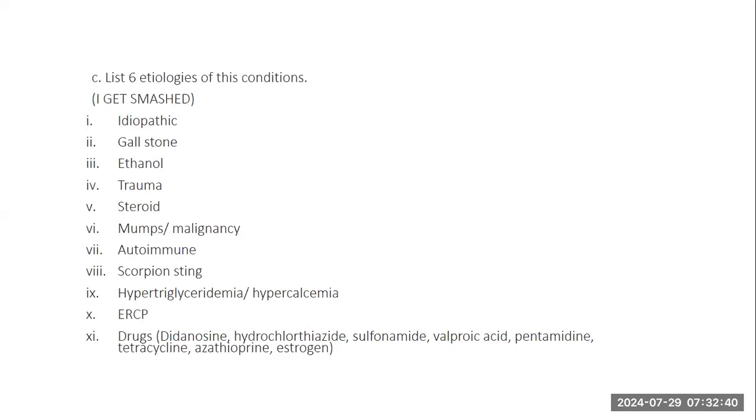The third question says, list etiologies of this condition. Well, there's this common mnemonic, I GET SMASHED, which means: idiopathic, gallstone, ethanol, trauma, steroids, mumps or malignancies for the M, then autoimmune diseases, scorpion sting, hypertriglyceridemia or hypercalcemia, then ERCP, drugs such as didanosine, hydrochlorothiazide, sulfonamide, valproic acid, pentamidine, tetracycline, azathioprine.